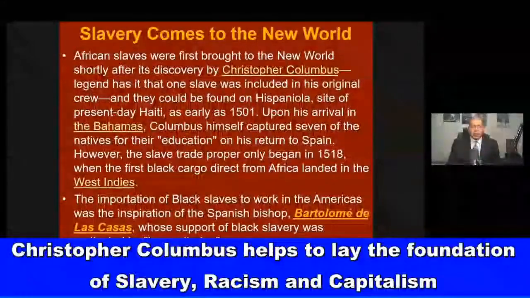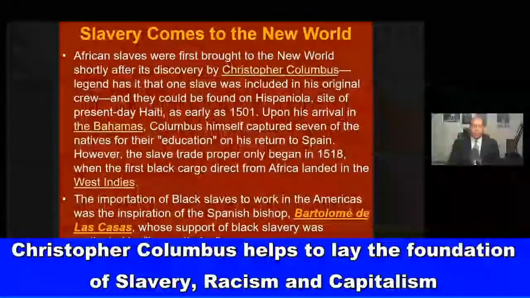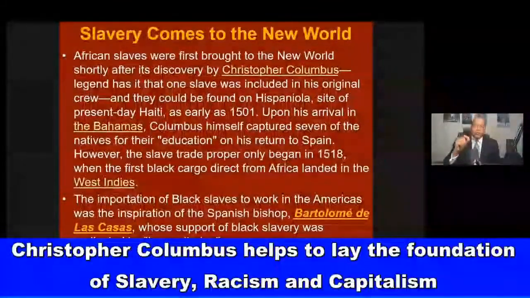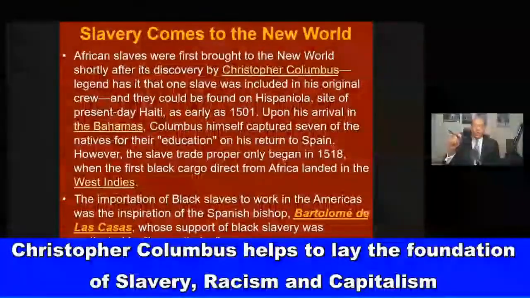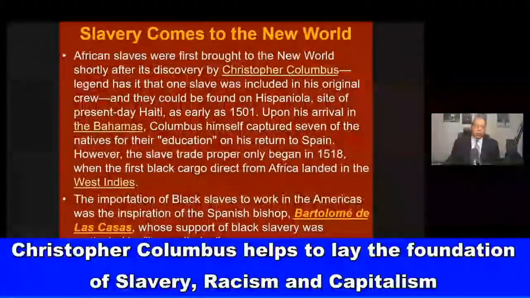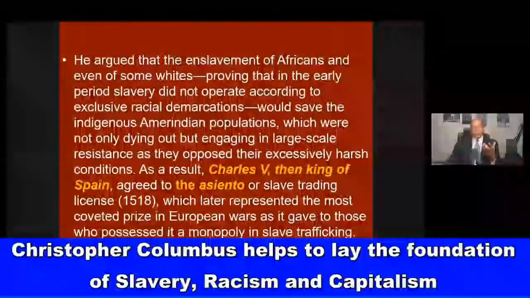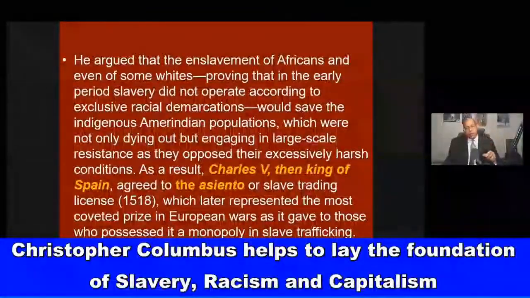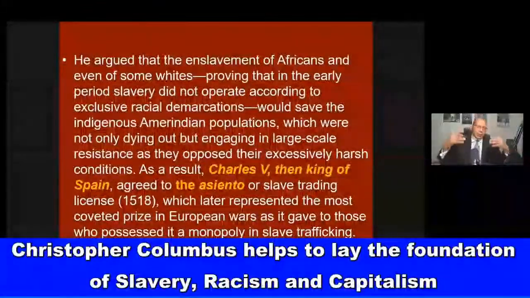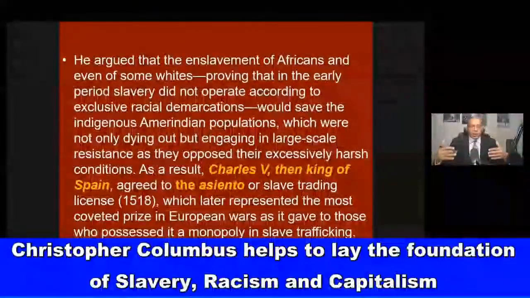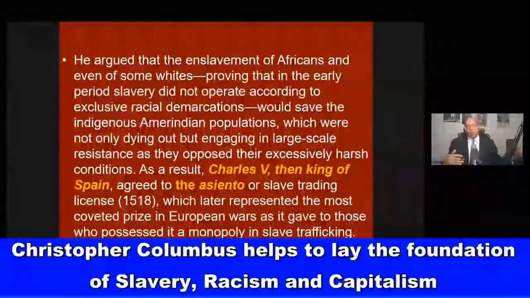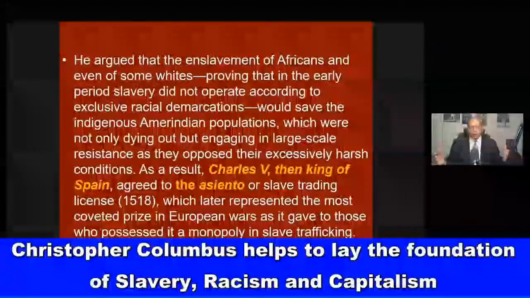The importation of Africans to work in the Americas was the inspiration of the Spanish bishop Bartolomé de las Casas, whose support of black slavery was motivated by humanitarian concerns. And de las Casas is a bishop, Bishop Bartolomé de las Casas. He travels on some of the voyages with Columbus. He keeps a diary and he documents the atrocities that Columbus inflicts on the indigenous people. And he said that Columbus was responsible for killing 12 million to 25 million indigenous people.